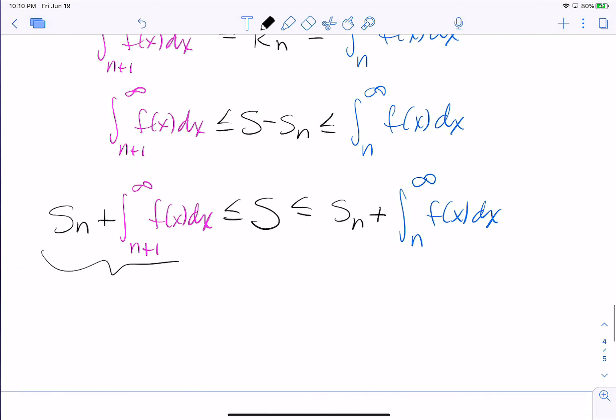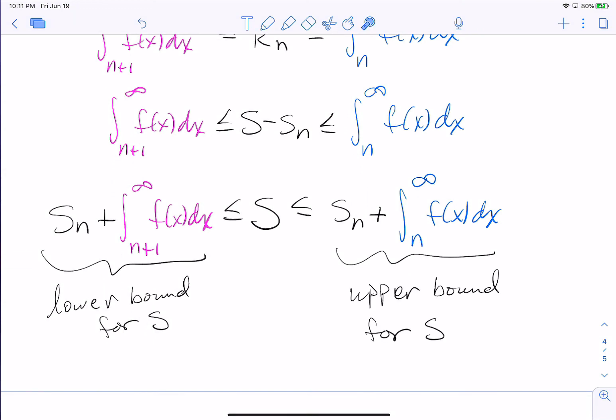We can express this using some vocabulary. The partial sum s sub n plus the integral from n plus 1 to infinity of f of x dx is called a lower bound for the sum s. And the partial sum s sub n plus the integral from n to infinity of f of x dx is called an upper bound for the sum. It allows us to narrow down, hey, the sum is between two numbers. And if we want to increase the accuracy and tighten up the interval, then we would increase n, of course.